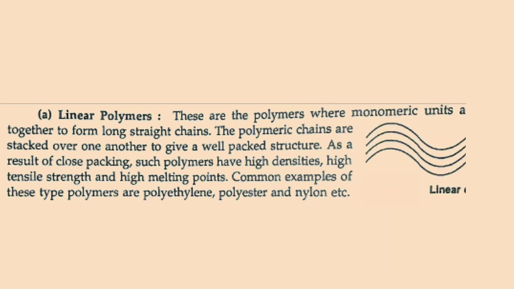Linear polymers. These are the polymers where monomeric units are linked together to form long straight chains. The polymeric chains are stacked over one another to give a well-packed structure. As a result of close packing, such polymers have high densities, high tensile strength, and high melting points. Examples are polyester, polyethylene, nylon, etc.